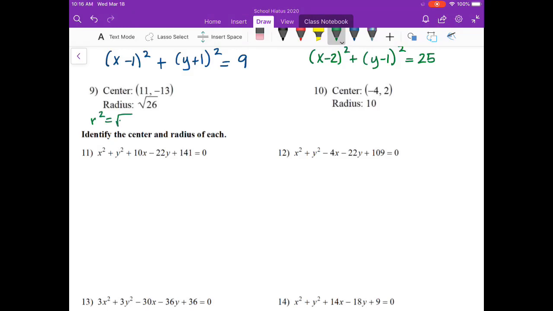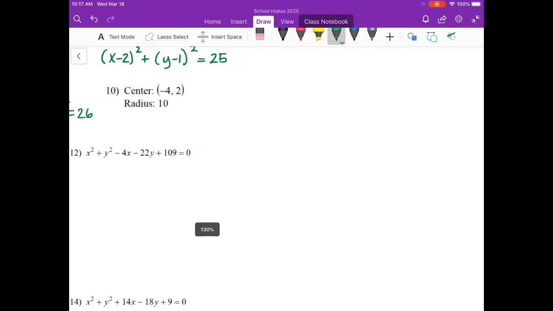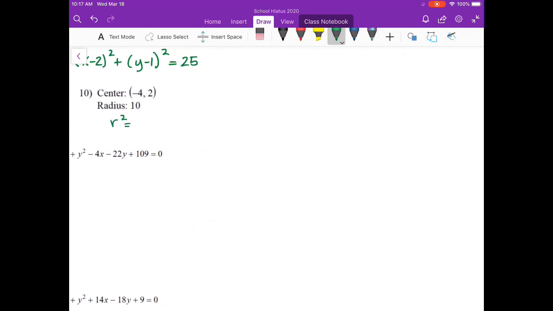For number 9 and 10, the center and radius are given. Simply square the radius and substitute the coordinates of the center into the equation of the circle. Remember that because the circle equation is x minus h squared and y minus k squared, the signs inside the parentheses will be the opposite of the signs of your coordinates.